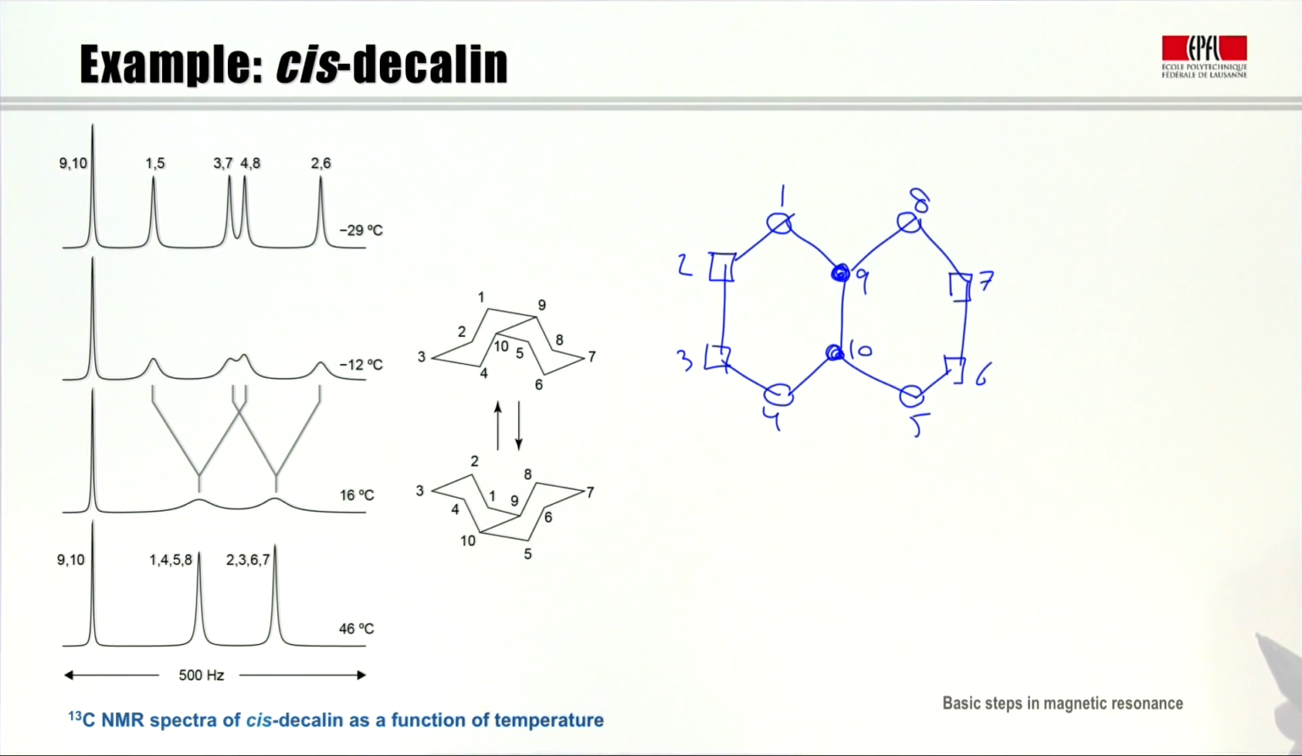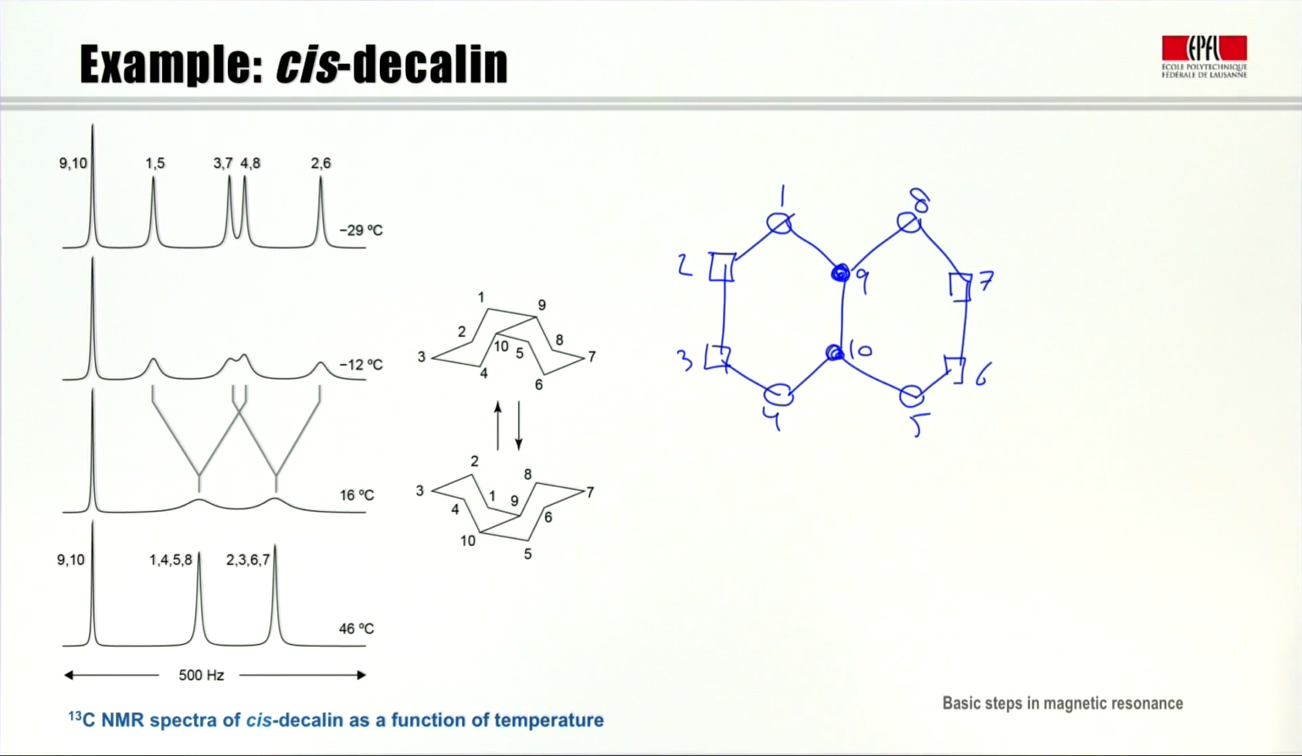And the net effect is that at 46 degrees Celsius, when the molecule can be essentially considered as interconverting so fast that we allow ourselves to draw it on a flat plane, at that temperature we only have one peak that corresponds to these two bridging carbons. We have one peak that corresponds to the 4 carbons that I have circled here, and there's one peak for the 4 carbons that I have put in square boxes.